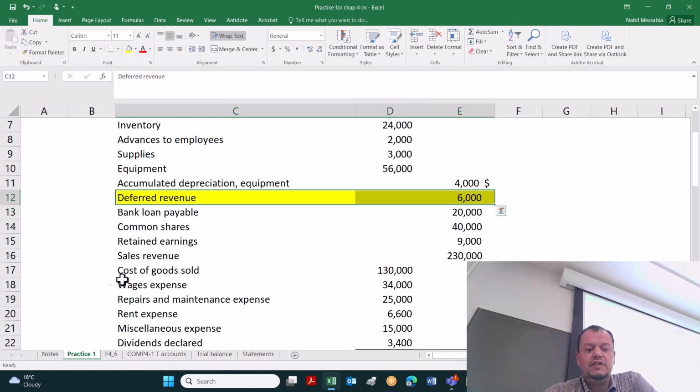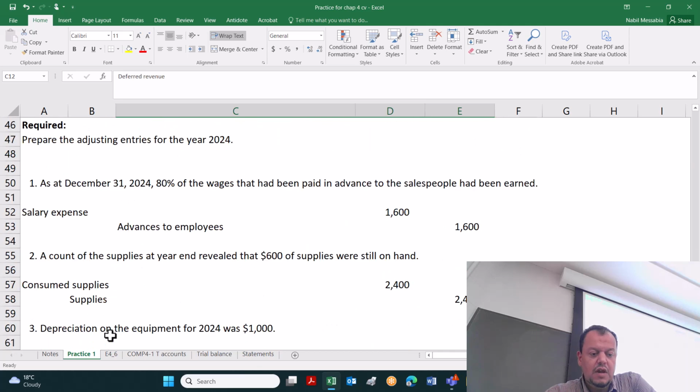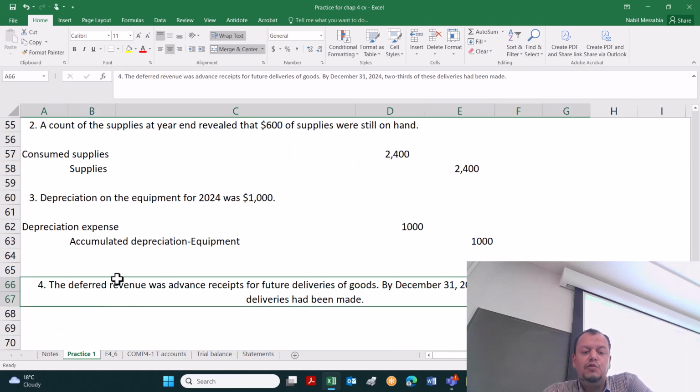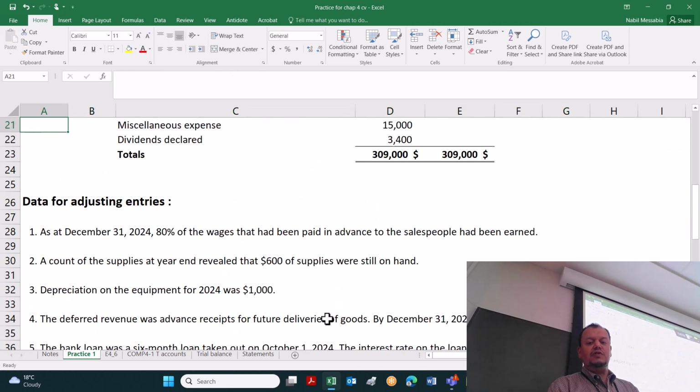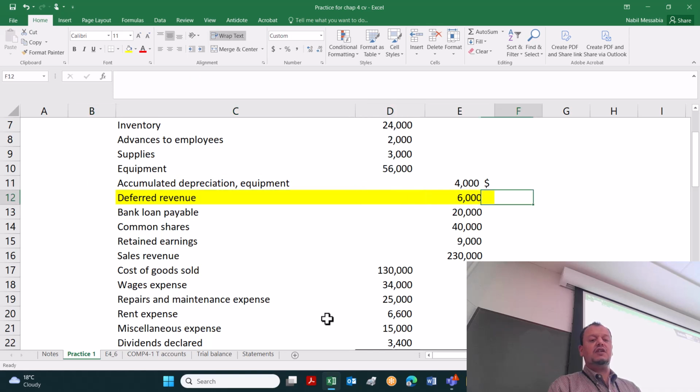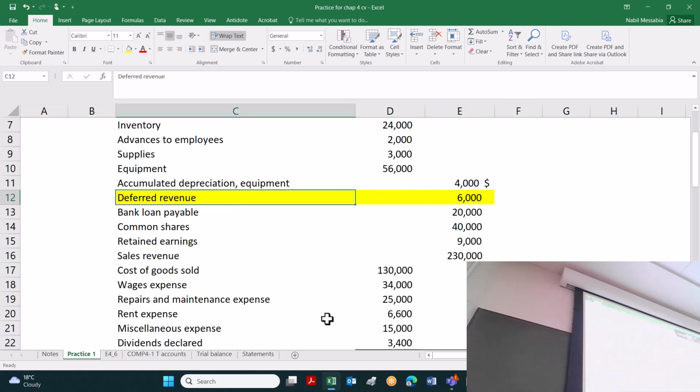It has a story. What is the story? The deferred revenue was an advance receipt for future deliveries of goods. By December 31st, 2/3 of these deliveries have been made. Okay. Question: in this case, is there an adjustment entry required? Needed, yes or no? Which means if we don't do anything, so you understand the story. The $6,000 you see here in the unadjusted balance, which is called deferred revenue, where does it come from? It comes from an advance that was made by our customer.